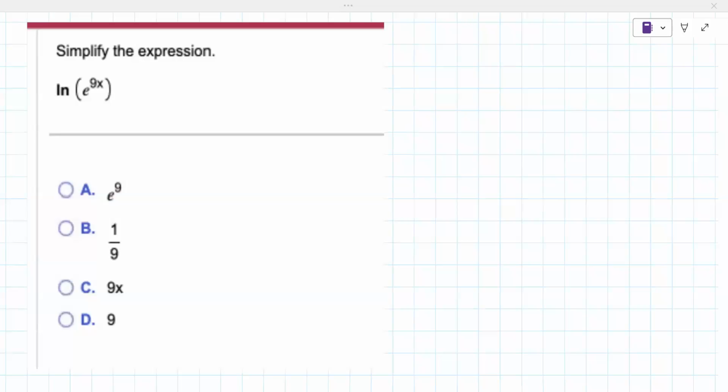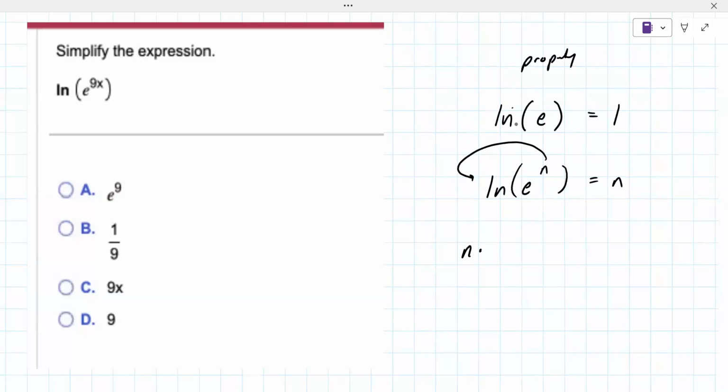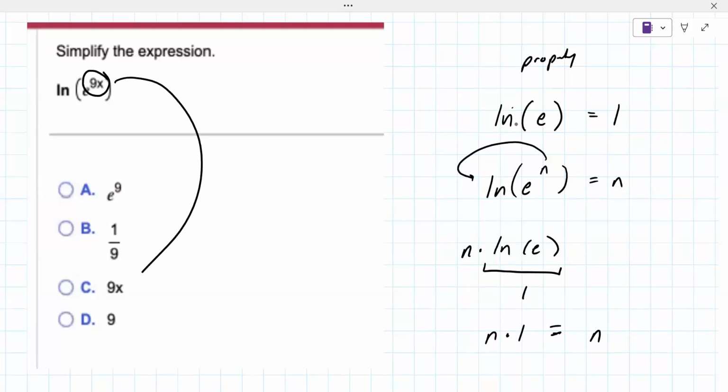Simplify the expression natural log of e to the 9x. So natural log of e is 1. This is a property that you'd want to remember here. The natural log of e to a number, let's just say it's n, ends up being n. The reason is you can bring this n out in front, so it's n times the natural log of e. We know the natural log of e is 1, and n times 1 is n. So in short, it's just the exponent.